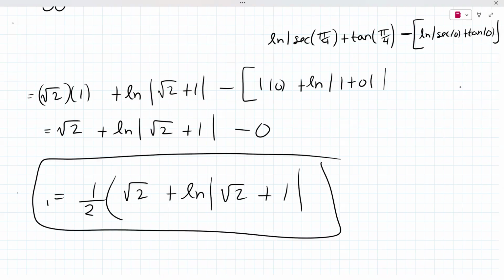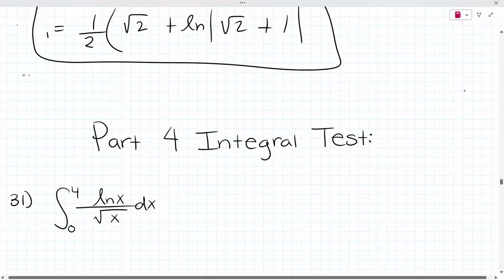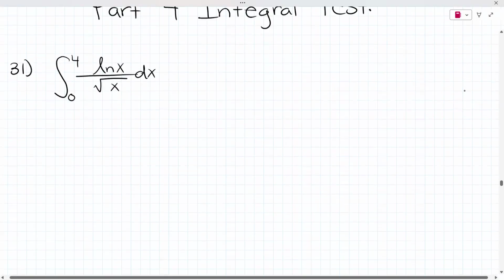Okay, that was a long one. That was trig and integration by parts, so it was a lot. Okay, let's move on to 31. Oh yeah, let's just move on to I think still part 4.